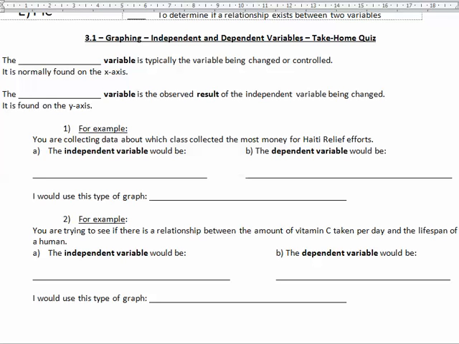So welcome back. We are now in grade 7, chapter 3, and this is the second lesson in chapter 3.1, so we're looking at 3.1b right now.